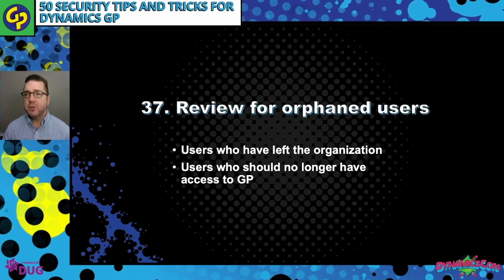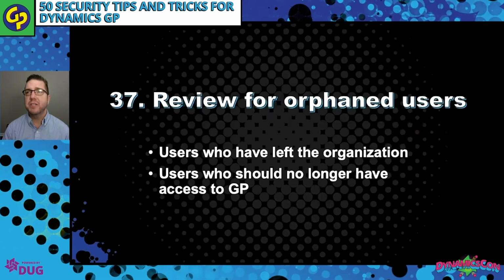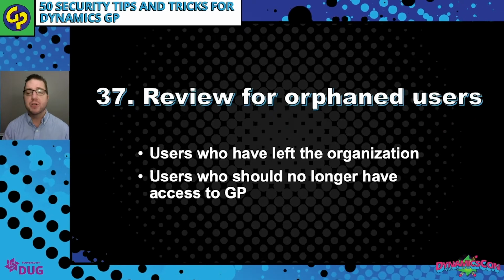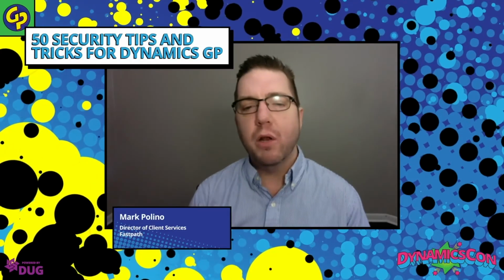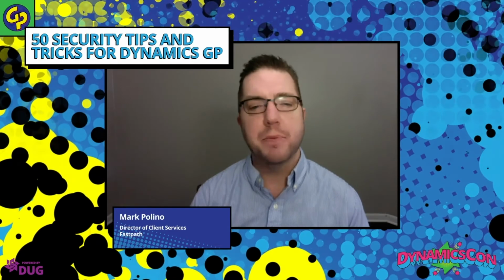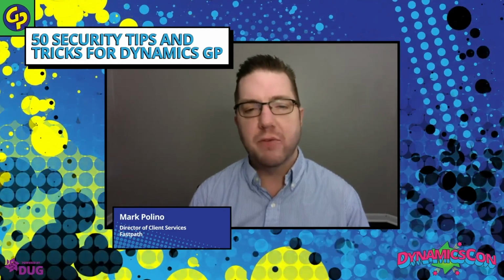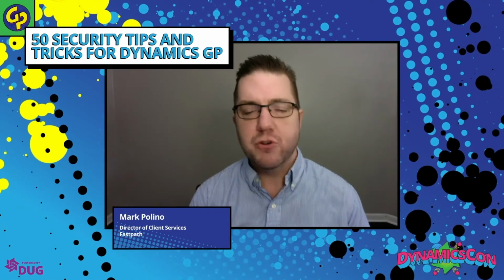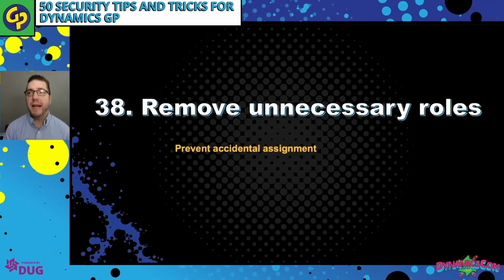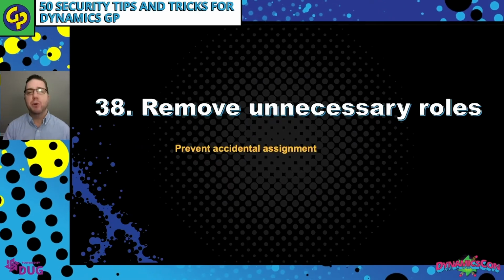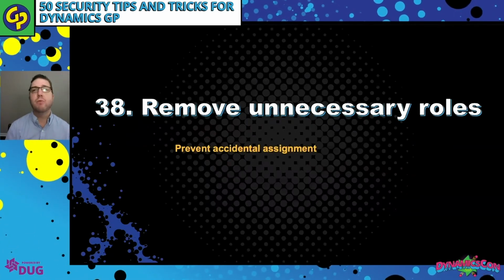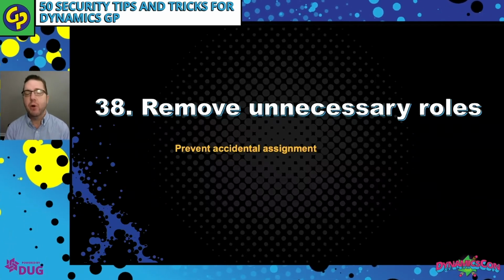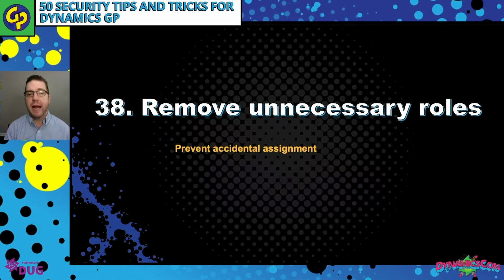37, check for orphaned users. These are folks who have left the organization or should no longer have access to GP. Maybe they've moved into marketing or something like that. You want to review all of your GP users on some type of recurring basis. I've seen everything from monthly to annually, but you want to remove those orphaned users and make sure they're getting out of the system. 38, remove any unnecessary roles. So after you've built your new roles for GP, you want to go ahead and remove those roles that you're not using so that they're not accidentally assigned to someone down the road and granting them inappropriate access.